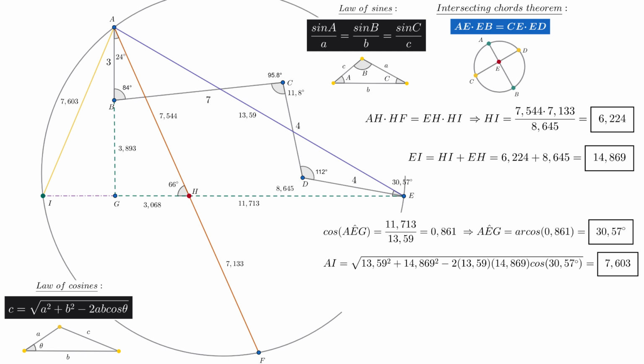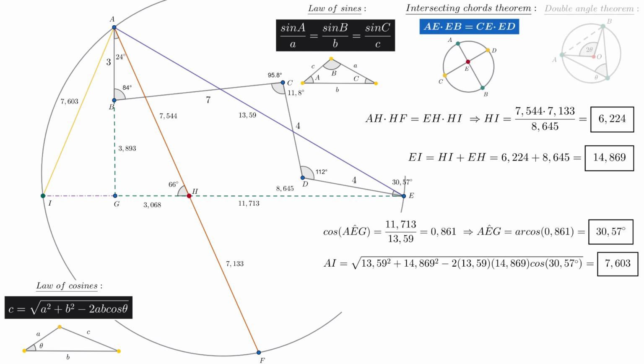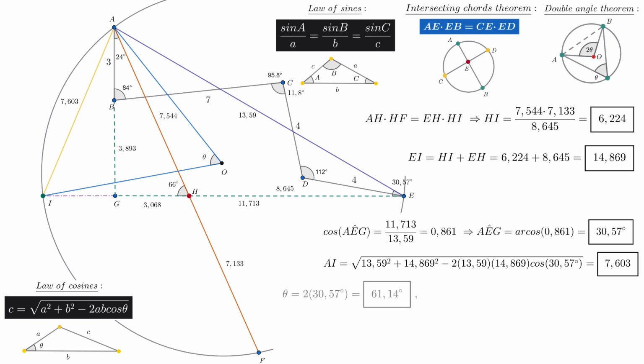Okay, so now we have an angle from the circumference looking at a full chord. Now we can use the double angle theorem to find the radius of the circle. The double angle theorem states that an angle that looks at a chord from the circumference is half the angle that emanates from the center of the circle. So the central angle, theta, that looks at the chord AI is 2 times 30.57, which is 61.14 degrees.